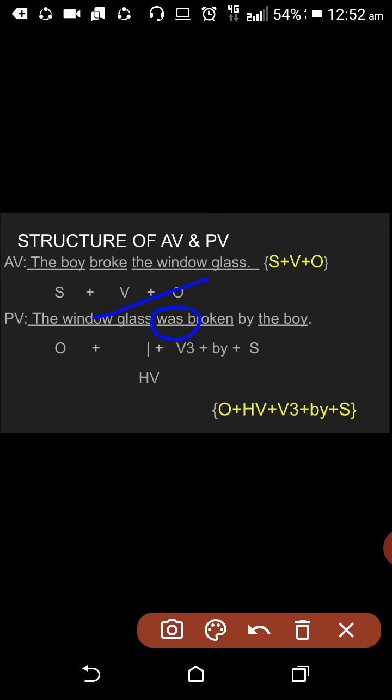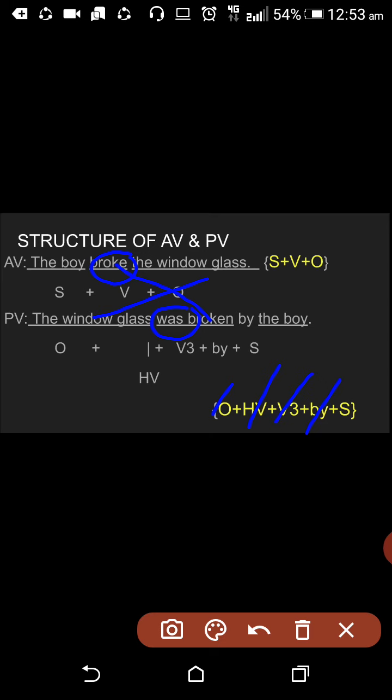So the structure of passive voice: object should come first and then a suitable helping verb. This we will be using based on tense, that I will explain to you in the next video. So first object should come, then helping verb, and then verb V3 form. Broke V3 form is broken. I have changed here. You can see this, was broken. So object should come first and then helping verb and then V3 form of given verb and then by.